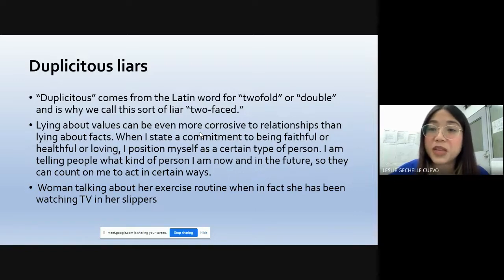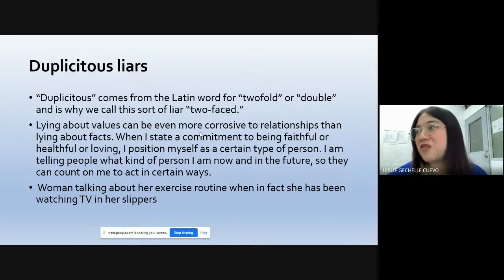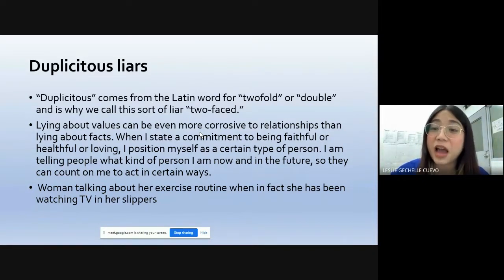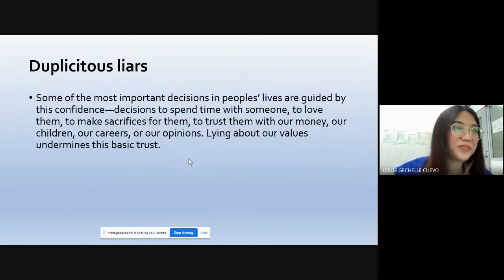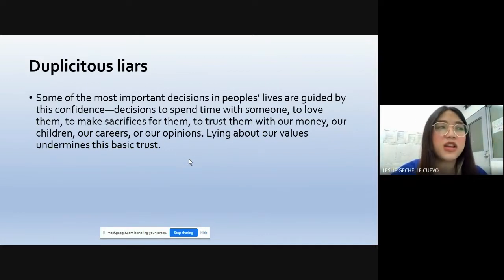When I state a commitment to being faithful or helpful or loving, I position myself as a certain type of person. Ako, mapagmahal ako. Hindi kita lolokohin. Namatay man. I am telling people what kind of person I am now and in the future, so they can count on me to act in certain ways. So woman talking about her exercise routine when in fact she has been watching TV in her slippers. Oh, everyday ako nag-exercise eh. Kaya nga ganito yung katawan ko eh. Pero yung totoo, hindi ka naman talaga nag-exercise. Some of the most important decisions in people's lives are guided by this confidence. Decisions to spend time with someone, to love them, to make sacrifices for them, to trust them with our money, our children, our careers, or our opinions. Lying about our values undermines this basic trust.